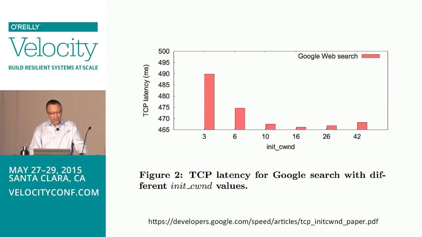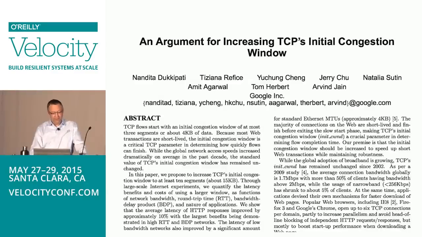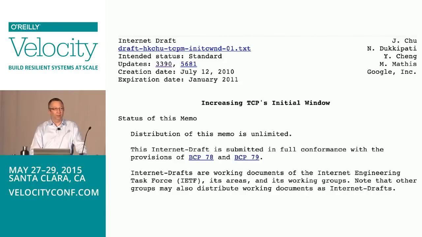What they found was that they got substantial performance improvements with larger windows, but they got diminishing returns after an initial window of 10. So they published these results in the ACM Computer Communication Review in June of 2010, but more importantly, they also published an internet draft. An internet draft is a precursor to an RFC. So what Jerry Chu and his colleagues at Google did is to start a dialogue within the internet's governing body about increasing the initial congestion window to 10.